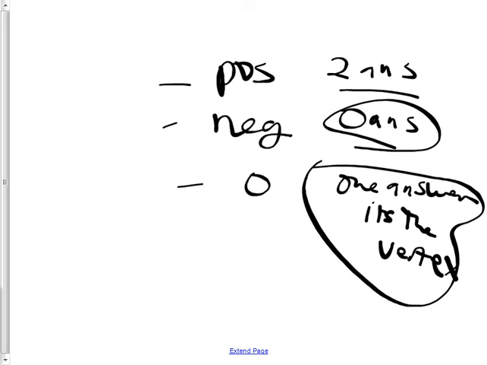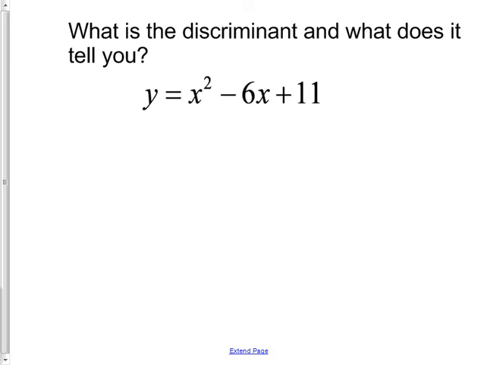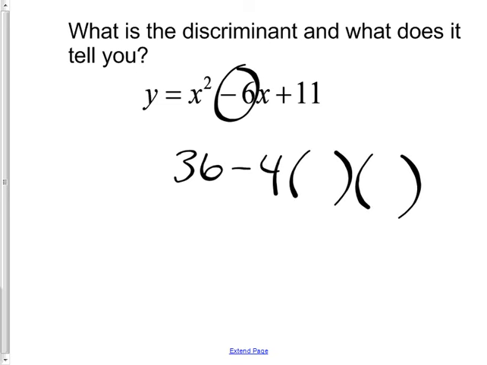All right, so what is the discriminant again? The discriminant is b squared minus 4ac. So there's b. So what's b squared? 36. Minus 4ac. What's a? What's c? So then it's really 36 minus 4 times 11 is 44. 36 minus 44. Wait a minute, that's a negative. I don't even care what the answer is.